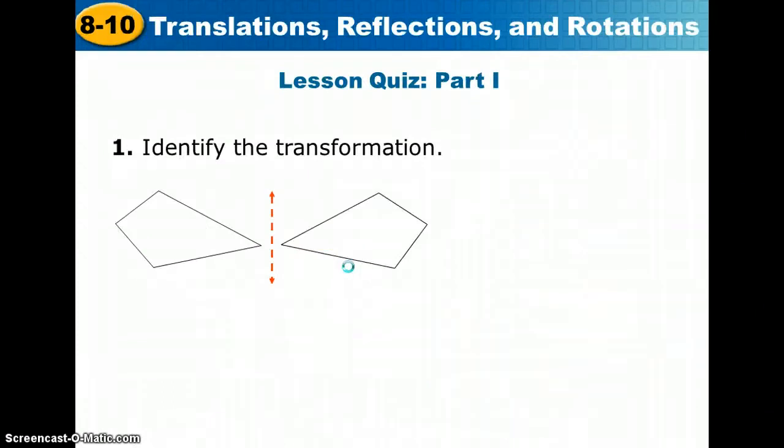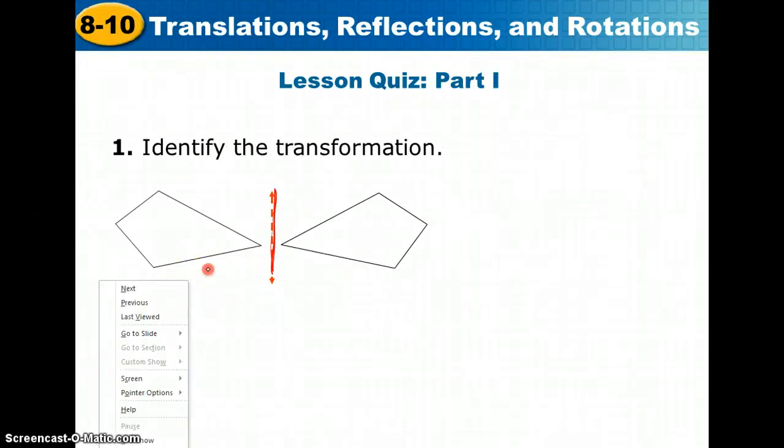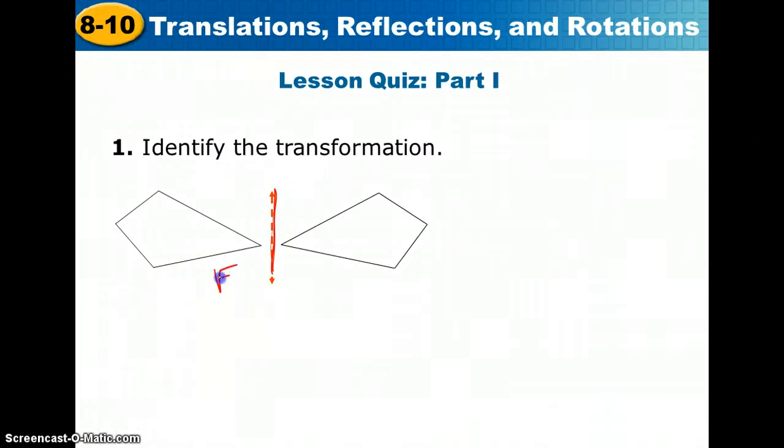What is this transformation? I have a line. I have my original figure. And then my image. What has happened? I have reflected it.